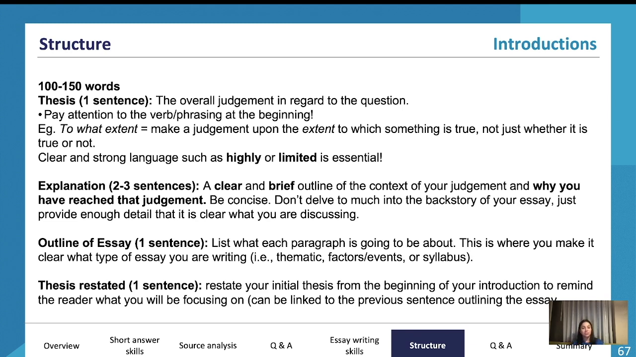Then you want an explanation, which is a clear and brief outline of the context of your judgment and why you reached it. And, again, what I always do in my lectures, it's so great to see this and be like, okay, I can do that. But sometimes it feels a bit overwhelming just seeing the instructions and not seeing it in practice. So what I've done on the next slide, and for the body paragraphs and the conclusions as well, so you guys can see, is what that actually looks like in an essay.